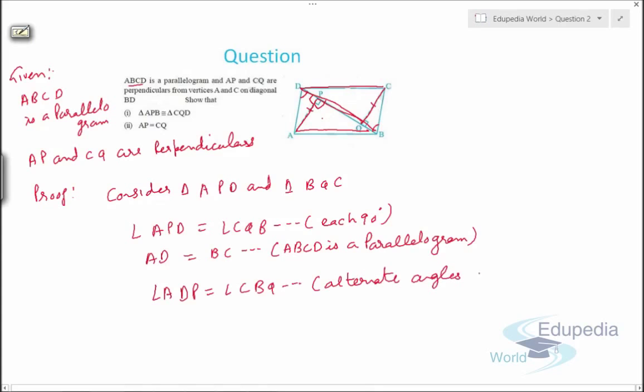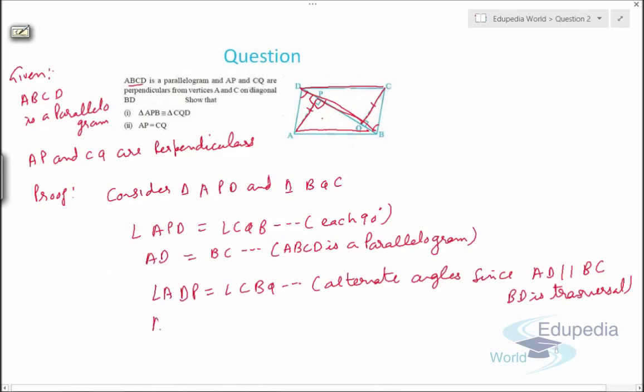And why are they alternate angles? Since AD is parallel to BC and BD is a transversal, these two angles are equal. So we have three conditions.